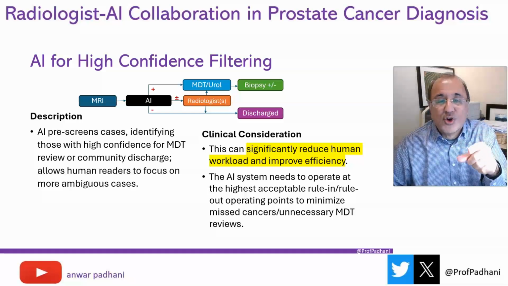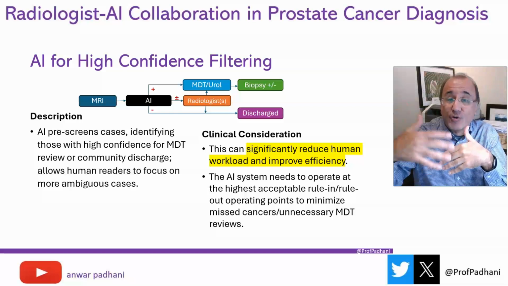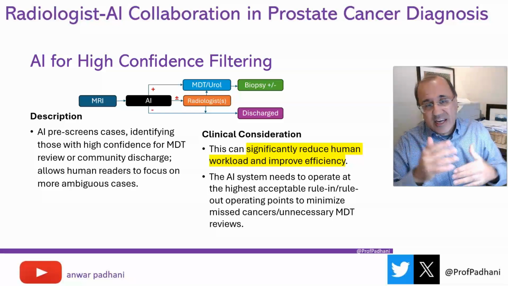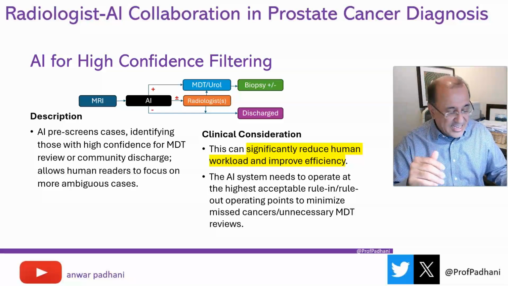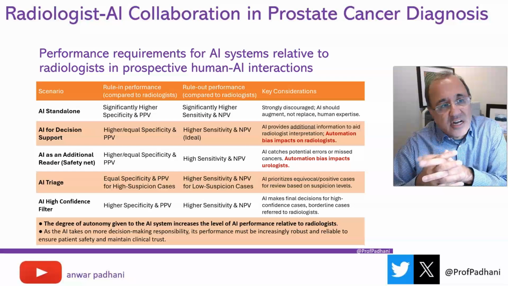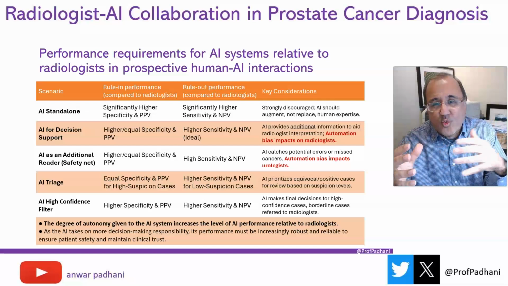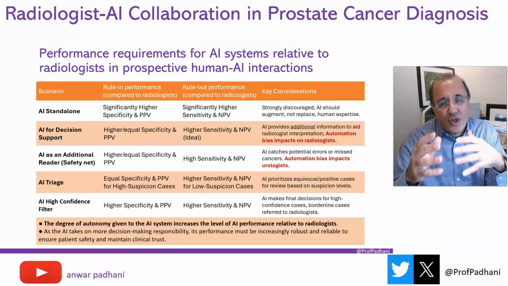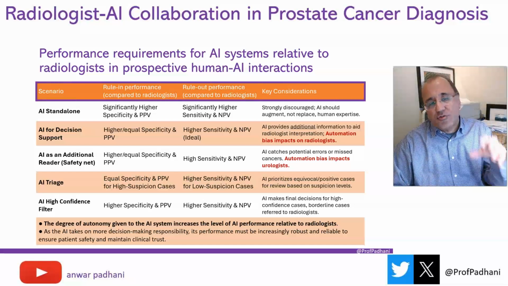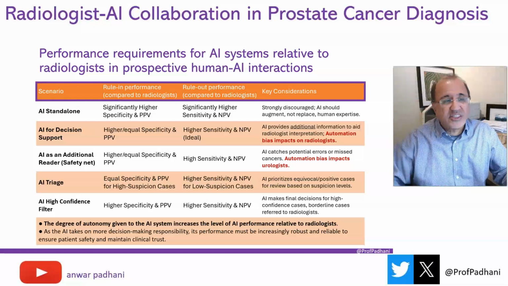However, the performance of this has to be the highest, because there's a greater degree of autonomy that you are giving to the AI. So in other words, the rule in and the rule out ability has to be at a very high level. So this is when we can start to discuss what the performance requirements are for AI systems within these different human-AI interaction scenarios. So what are the rule in and the rule out performance requirements for all these scenarios?